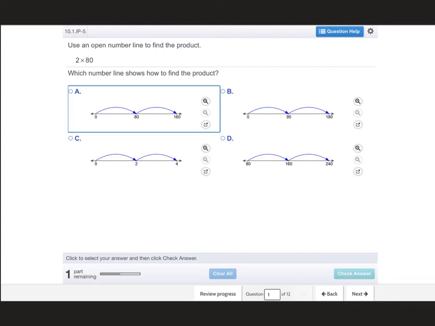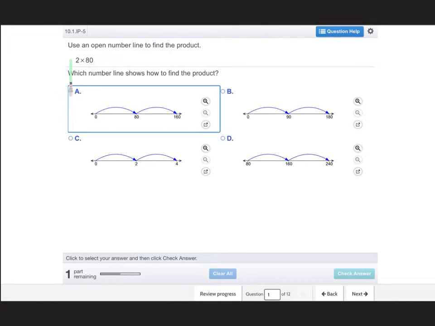So this is the actual practice buddy. I took some pictures of it and I kind of wanted to walk you guys through how to work out these problems. And remember, we're working on multiples of 10. So when we look at a multiplication equation, remember how we read it: instead of 2 times 80, we would say 2 groups of 80.